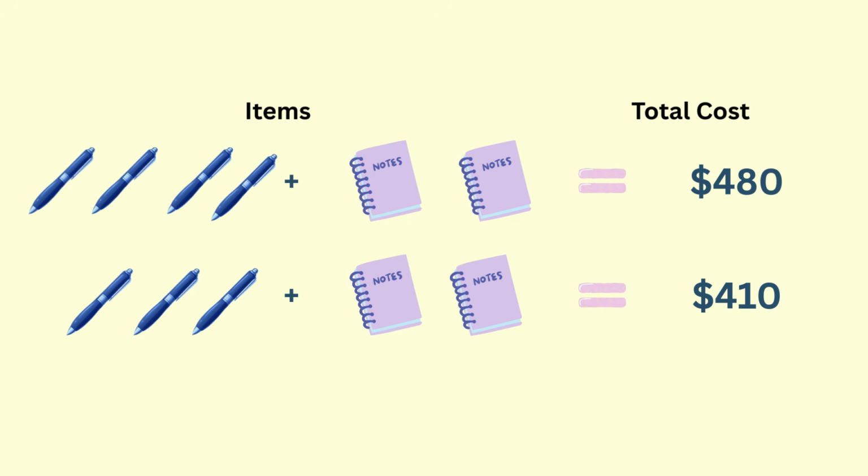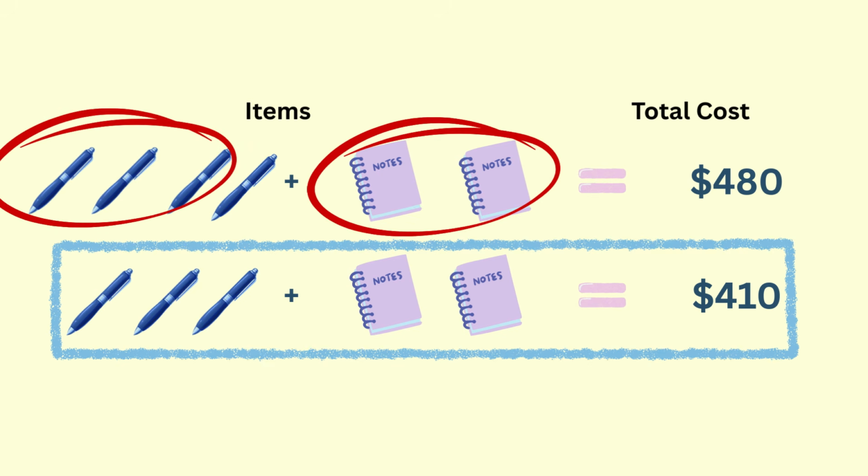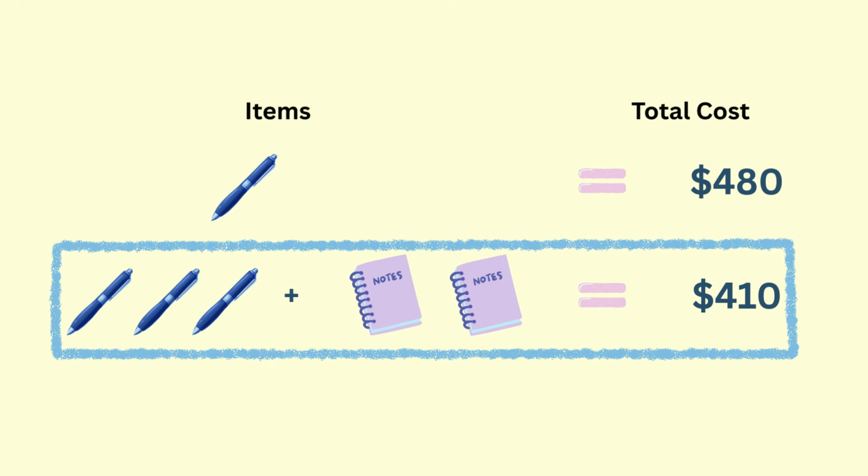Now we know that the cost of 3 pens and 2 books is $410. So if we remove 3 pens and 2 books from the top equation, we need to subtract $410 from the total cost on the right-hand side of the equation, leaving us with $70. So the cost of 1 pen is $70.